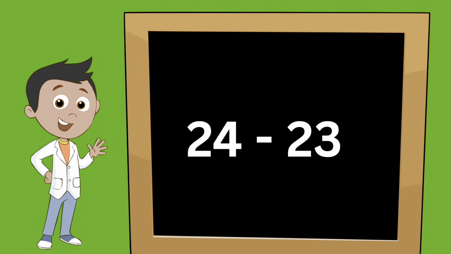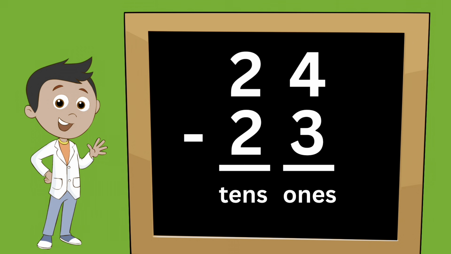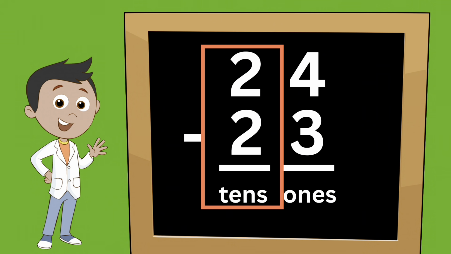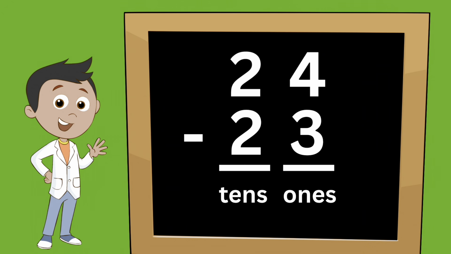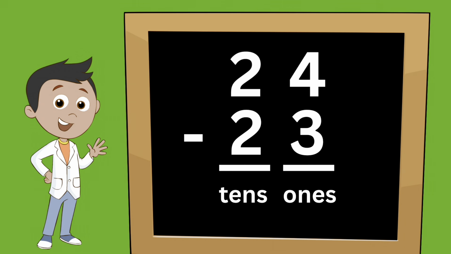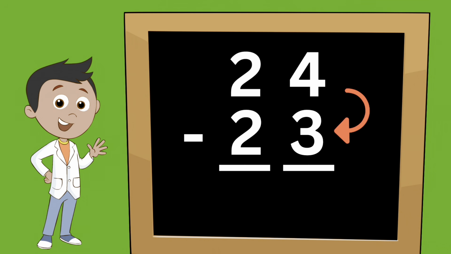As you know, with double-digit subtraction, you want to put the numbers horizontally. So your ones are in the right column and your tens are in the left column. When subtracting, it's important to subtract your ones first, meaning the right column. For example, in this subtraction equation, we would subtract our ones column, which would be 4 minus 3. 4 minus 3 equals 1.